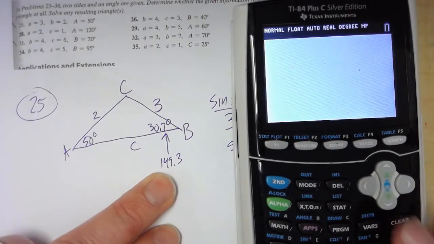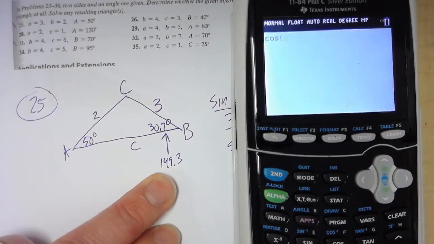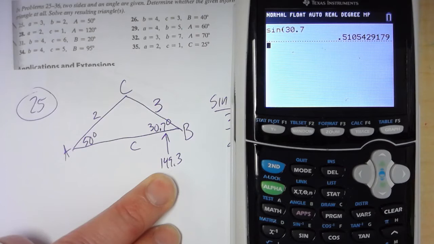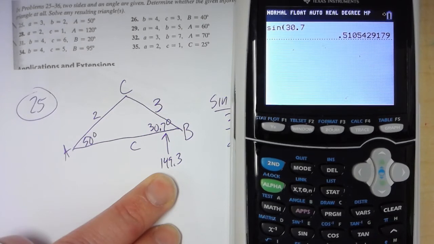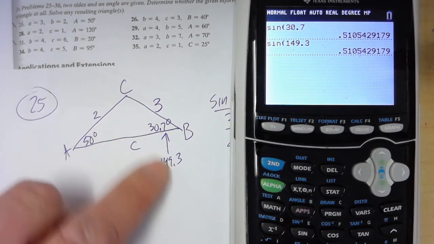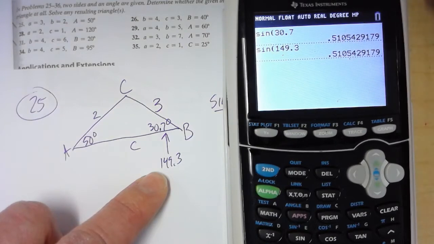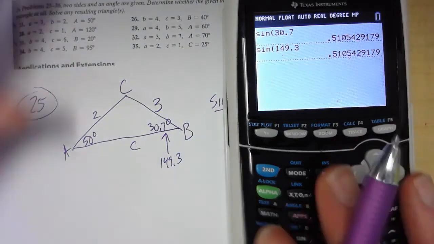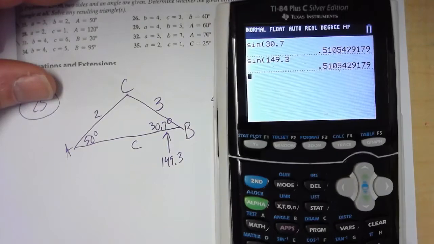But they have the same sine ratio. To prove that to you, sine of 30.7. Whoops, I hit cosine. Sine of 30.7 and sine of 149.3 have the same ratio. It has to do with the fact that inverse sine can only give me angles between negative 90 and positive 90. So we're looking for positive angles, just between 0 and 90. The other angle, the supplement, would have the same sine. Well, it can't be that angle because then I'd have more degrees than there are in the whole triangle. Okay, so now I know this is 30.7.